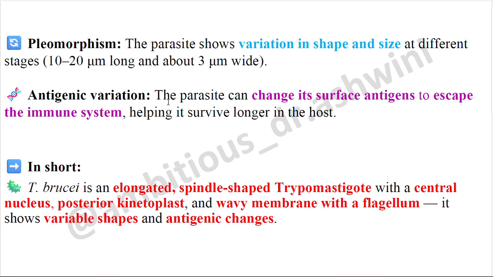Antigenic variation. The parasite can change its surface antigens to escape the immune system, helping it survive longer in the host. In short, Trypanosoma brucei is an elongated, spindle-shaped trypomastigote with a central nucleus, posterior kinetoplast, and wavy membrane with a flagellum. It shows variable shapes and antigenic changes.